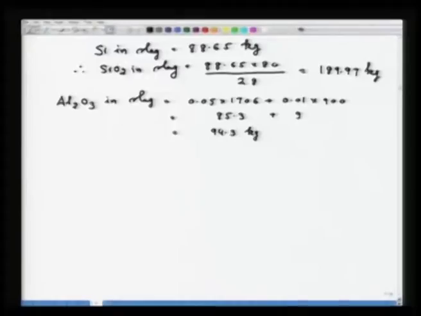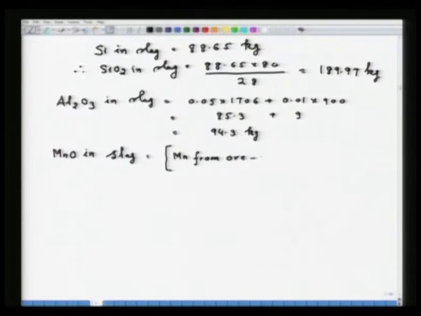Now, similarly, MnO in slag, find out MnO in slag. Again you have to do it from all sources, input and output. So, MnO in slag will be equal to manganese from ore minus manganese in pig iron, or manganese in hot metal, you may call it pig iron also, it does not matter. Now, this balance will go into the slag in the form of MnO.